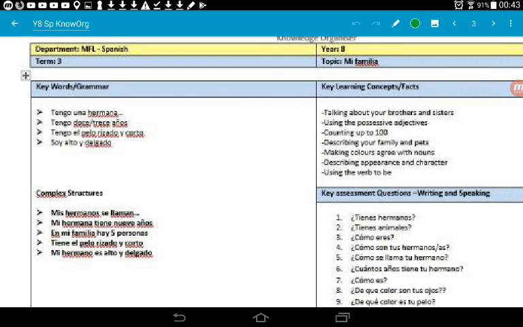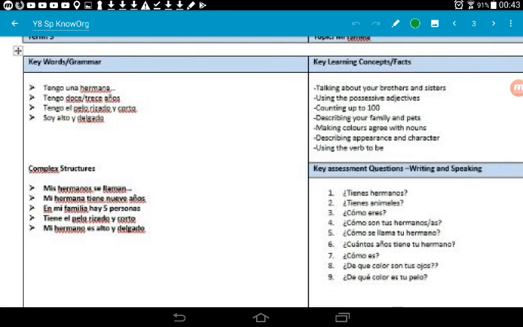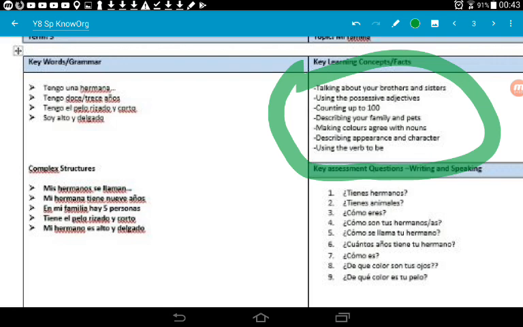You're going to have to do this in the exam, so be ready for that. Now, for here, you're going to be describing yourself and other members of the family. You're going to use the possessive adjectives: my brother, my sister, mi hermano, mi hermana. Now, you are going to be using adjectives, and you're going to be describing physical appearance.